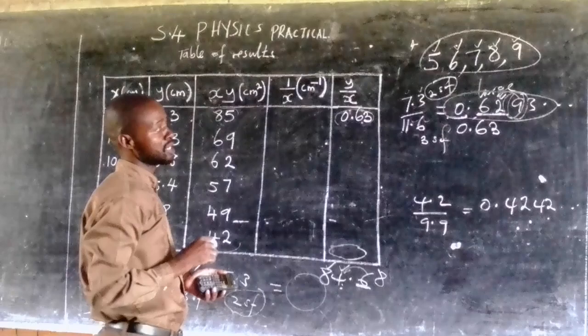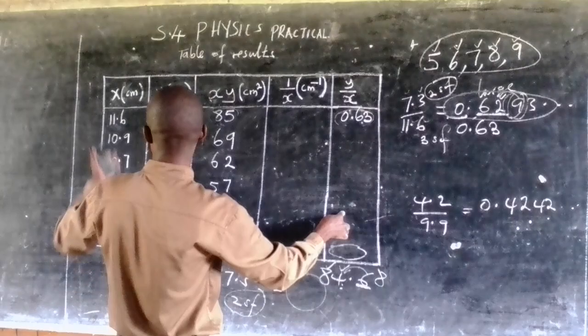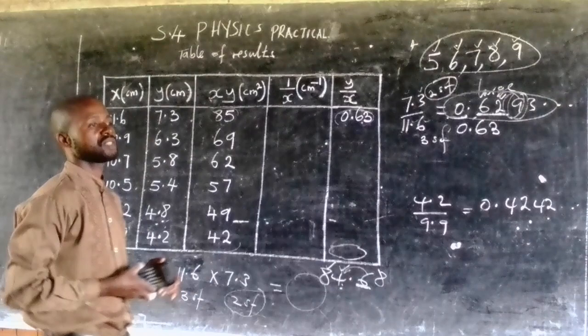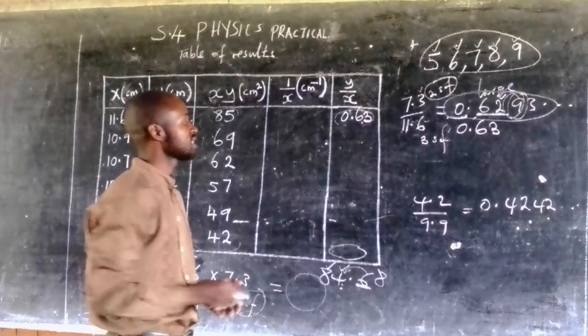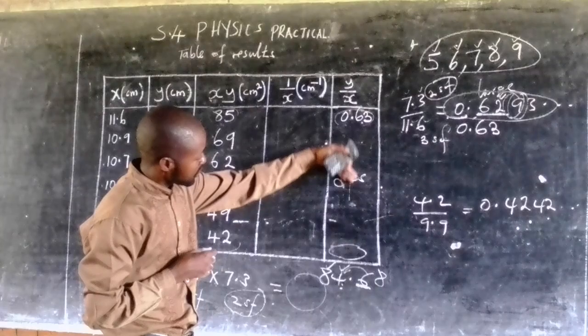Now, when we are going to have other answers here from these other values, we don't need to talk about significant figures this time around. Significant figures works on only one number. The rest of the numbers in the column, what works? It is decimal places. All the other numbers you're going to obtain here should be written in two decimal places.